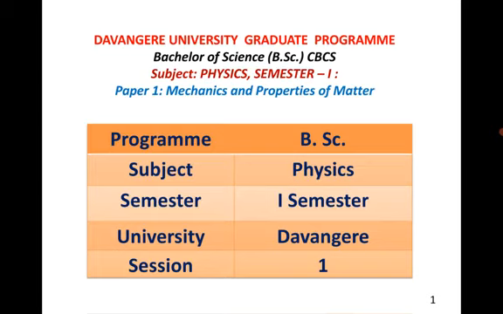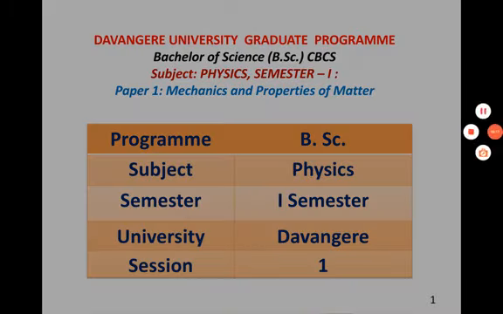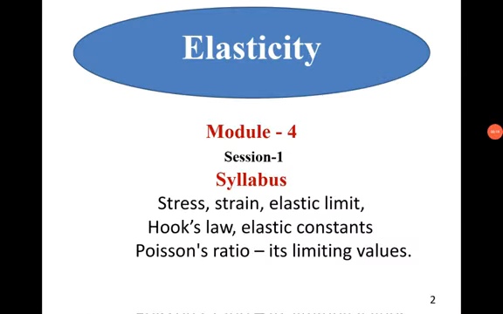Today we will discuss the first semester paper, Mechanics and Properties of Matter. In Module 4, there are two chapters. The first chapter is Elasticity and the next chapter is Surface Tension. Today we'll discuss the Elasticity chapter, and in this session we are going to discuss stress, strain, elastic limit, Hooke's law, elastic constants, Poisson's ratio and its limiting values.